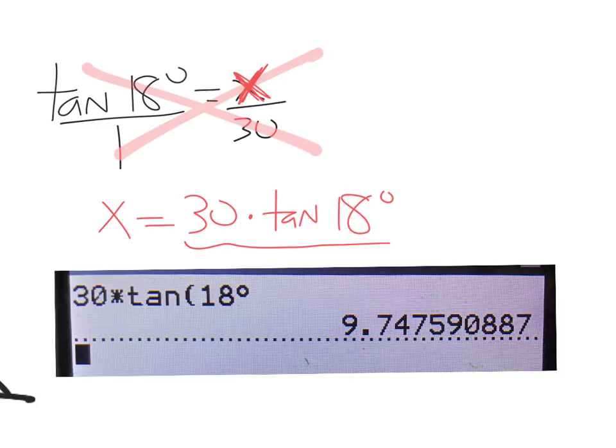I'm finding a side of the triangle, so I'm rounding to the nearest tenth. So this 4 is going to keep the 7 as is. So here my answer is going to be 9.7.